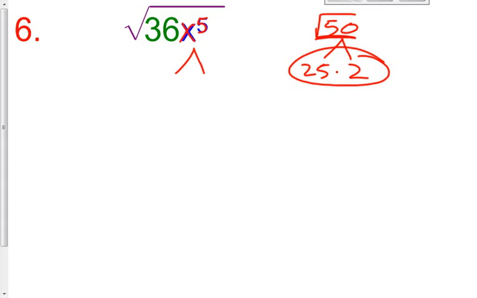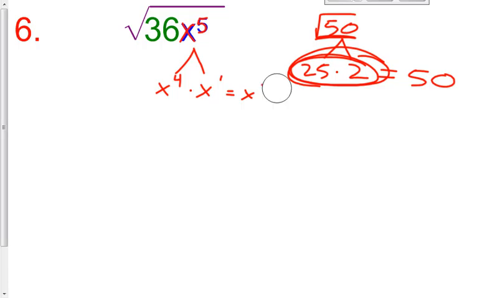And here's how you do it. X to the 5th, isn't that the same thing as x to the 4th times x to the 1st? In the same way, isn't 25 times 2 50? Same thing, x to the 4th times x to the 1st is x to the 5th.